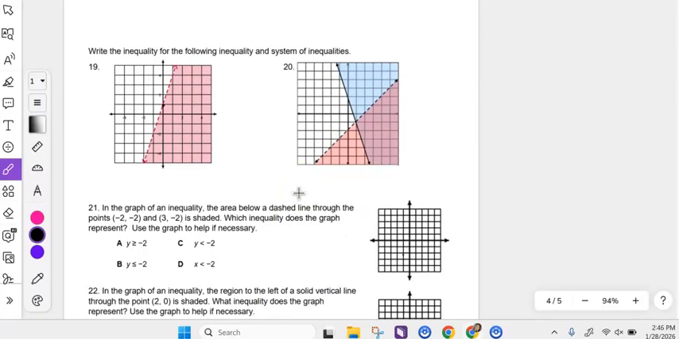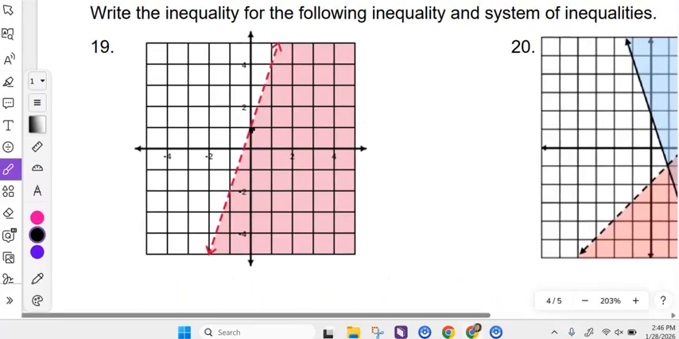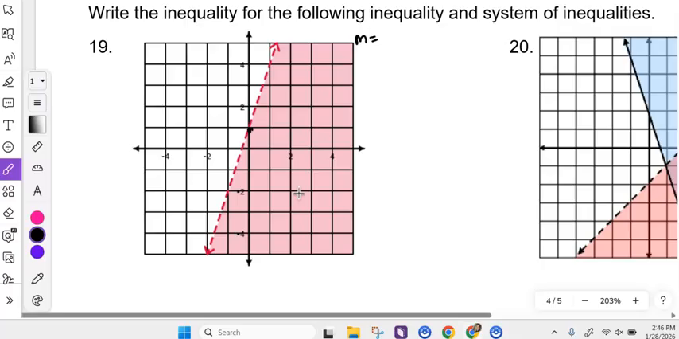19 and 20, you have to write the inequality, one for the inequality, the other for systems. All you're going to do is start with finding your slope and your y-intercept. My y-intercept is 1. It crosses the y-axis at 1, so that's b. My slope is up 1, 2, 3, to the right 1. So 3 over 1 is just 3. So I'm going to have y, 3x plus 1.